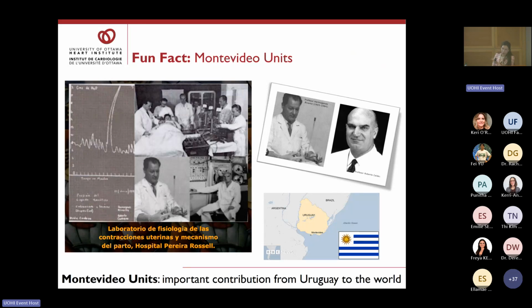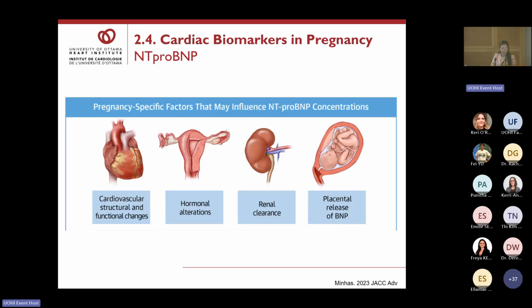These two physicians, Dr. Roberto Caldeyro-Barcia and Dr. Hermógenes Álvarez, they discovered how to measure intrauterine pressure. And this is one of the major contributions from Uruguay to the world of medicine. And it's still used every day in the labor and delivery unit. So it's not just soccer and meat and wine. There's also MU.